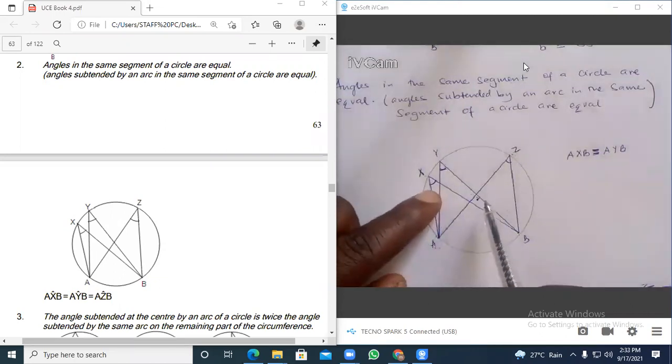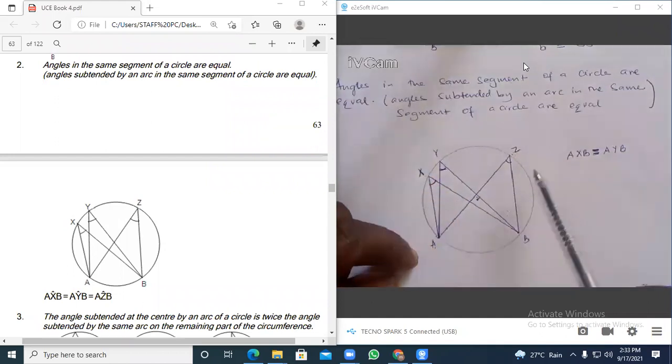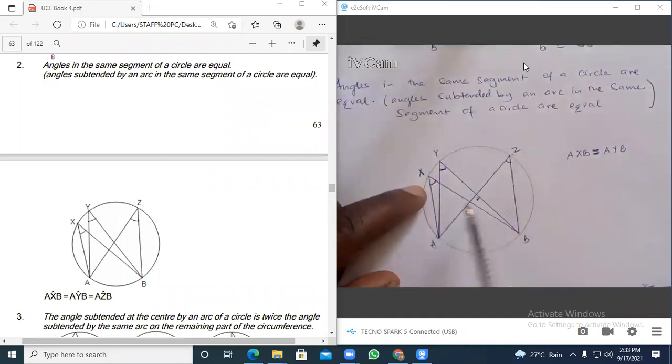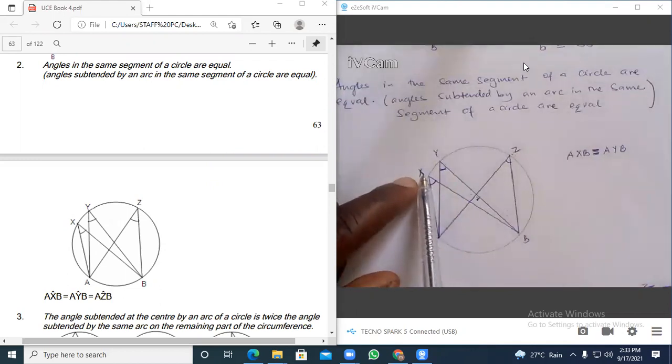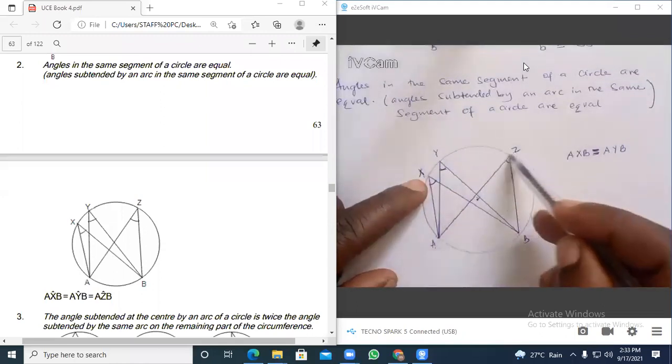Now, the other thing that you should also know is that when we draw a chord XB, see XB is also a chord, this one here, it creates this segment here.